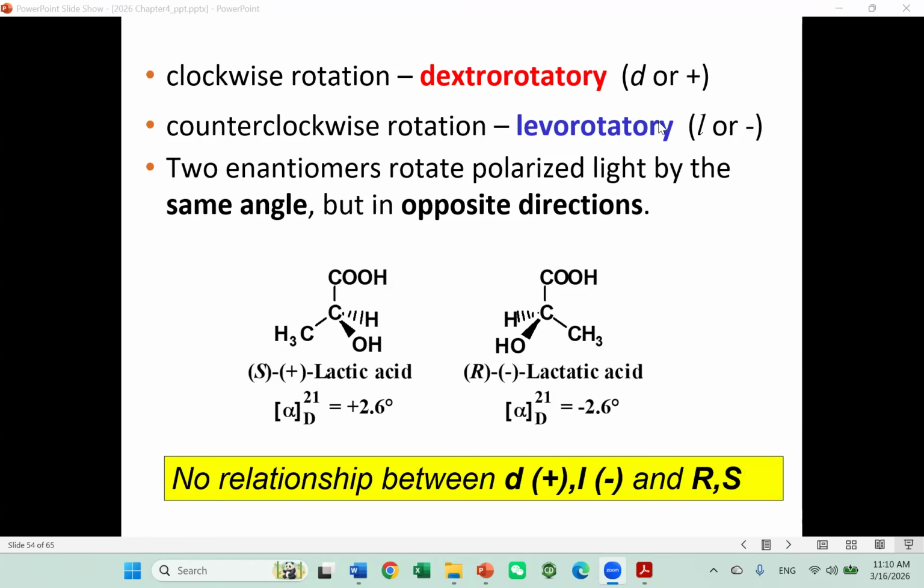Then we come to specific rotation. Before we talk about specific rotation, some concepts: if a molecule rotates the plane polarized light clockwise, we call it dextrorotatory. And if it rotates the plane polarized light counterclockwise, we call it levorotatory.